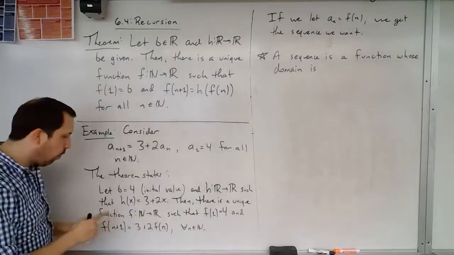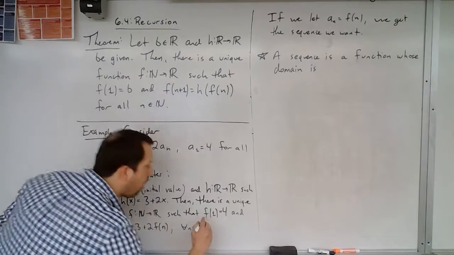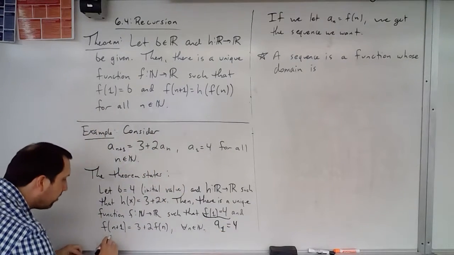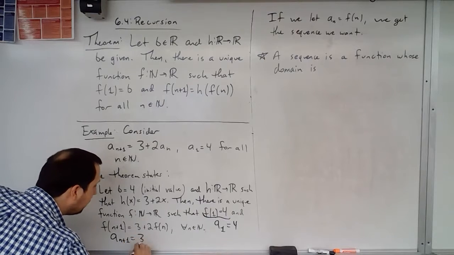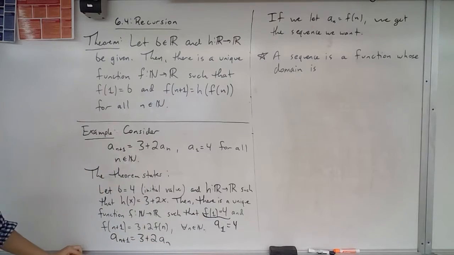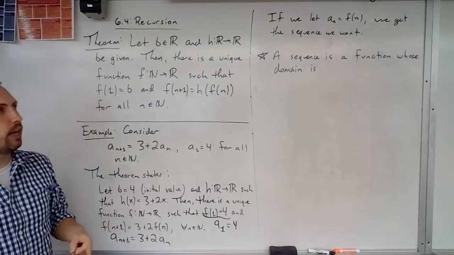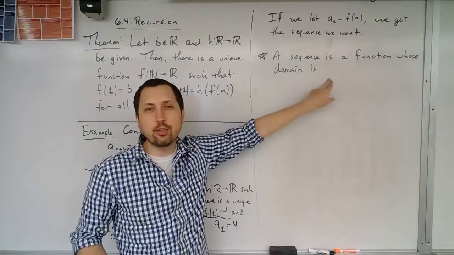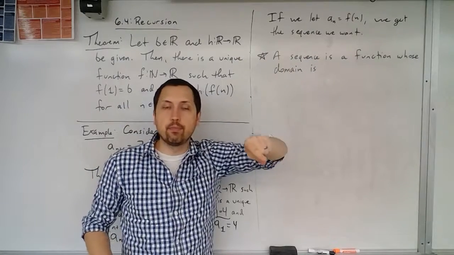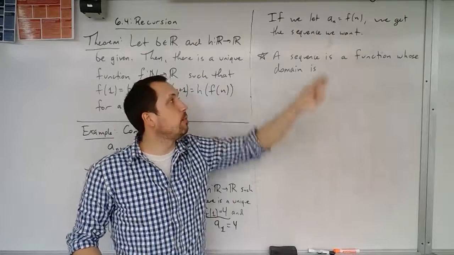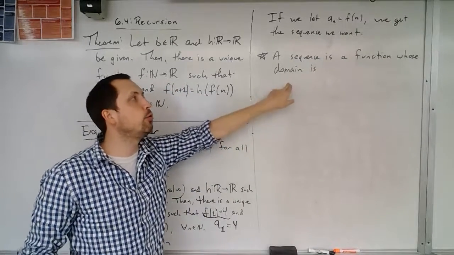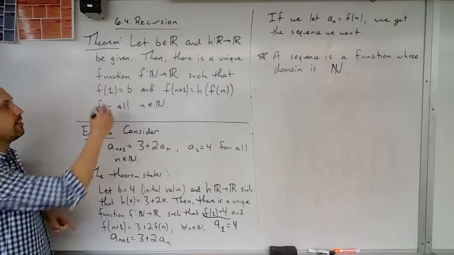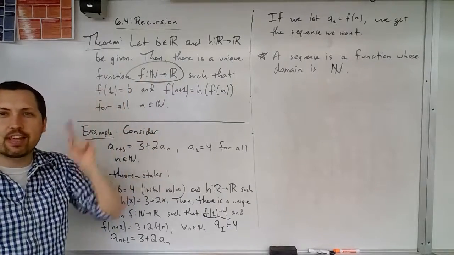So if we're talking about f(1), that's really saying a sub 1 is equal to 4. This f(n+1) is really saying a sub n+1 is equal to 3 plus 2 times a sub n. So we're just using slightly different notation. But the reason we're doing that is because this shows that a sequence is a function. So a sequence is a function, but it's a special function. It's a function whose domain is the natural numbers. The sequence is really this f that we're defining here.